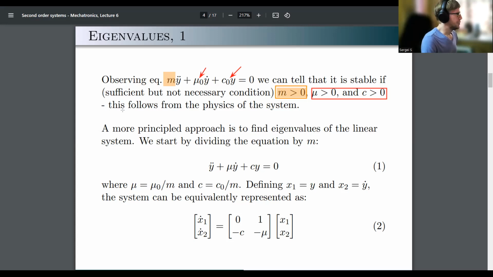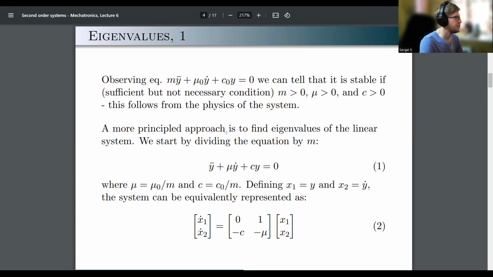Okay, so this is just some stuff to make you faster at evaluating the systems. Remember, again, you can make mistakes, so double check everything, and this is one of the ways you can double check, right? Eigenvalues and this method, for example. Okay. More principled approach now.